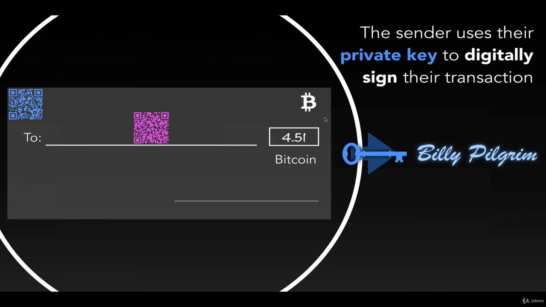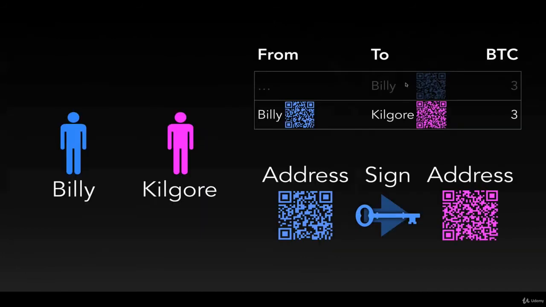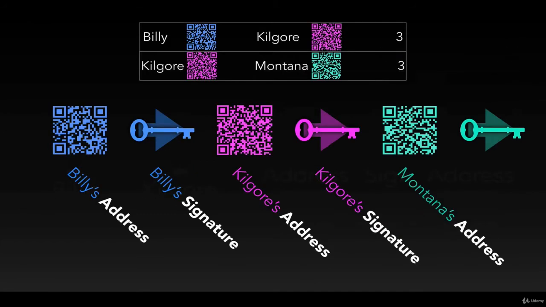Well, and when you own Bitcoin, what do you actually own, Kevin? You don't own anything physical, you just own the private keys associated with addresses that contain unspent Bitcoin. Right. So returning to this diagram, Billy sent Kilgore 3 Bitcoin. So now let's say that Kilgore wants to send those 3 Bitcoin on to Montana, which is the greenish color here. So it's the same idea.